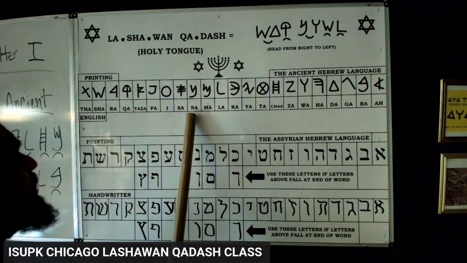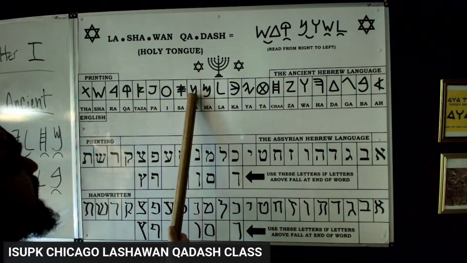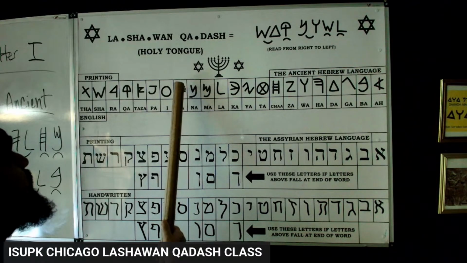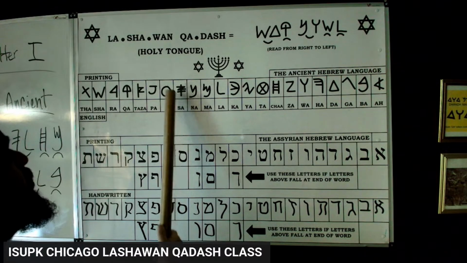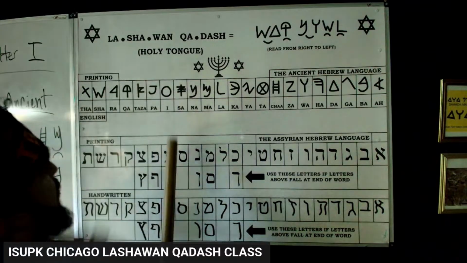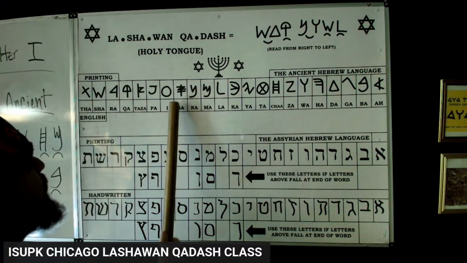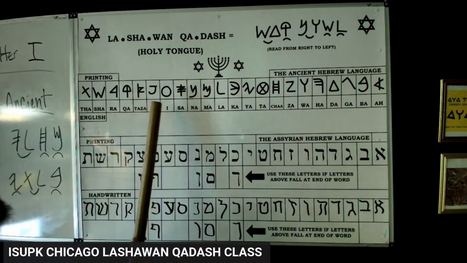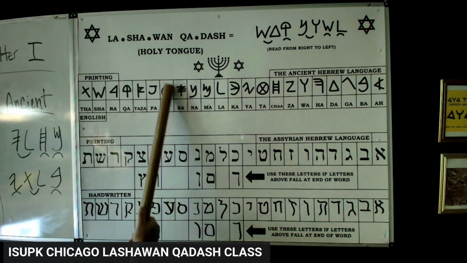Continue. We got Na. Na's like a V at the top going into a Y formation. You got Sa. It looks like a line going from top to bottom. A little bit from the top, you got a little Z formation, and then directly below it, you have a line from left to right. Then you have I in the form of a circle.